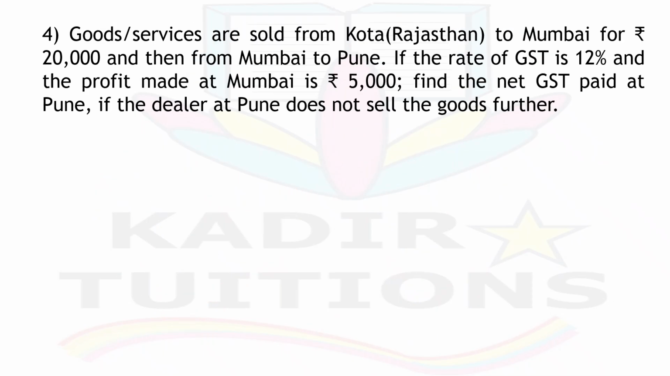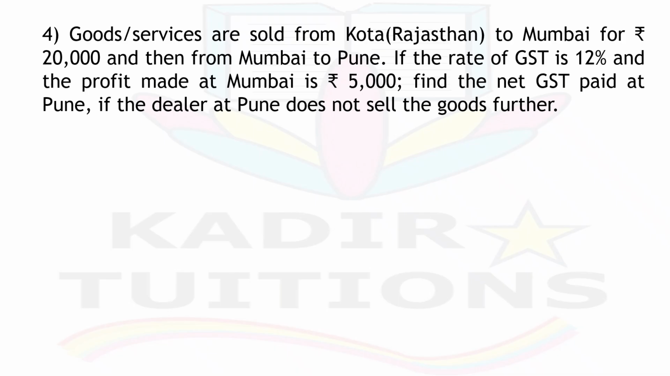Next problem. So the next problem is goods or services are sold from Kota, which is in Rajasthan, to Mumbai for rupees 20,000, and then from Mumbai to Pune. If the rate of GST is 12% and the profit made at Mumbai is 5,000, find the net GST paid at Pune if the dealer at Pune does not sell the goods further.